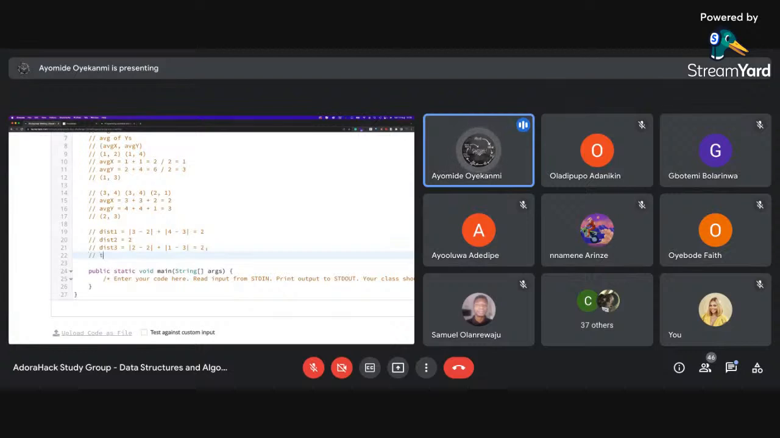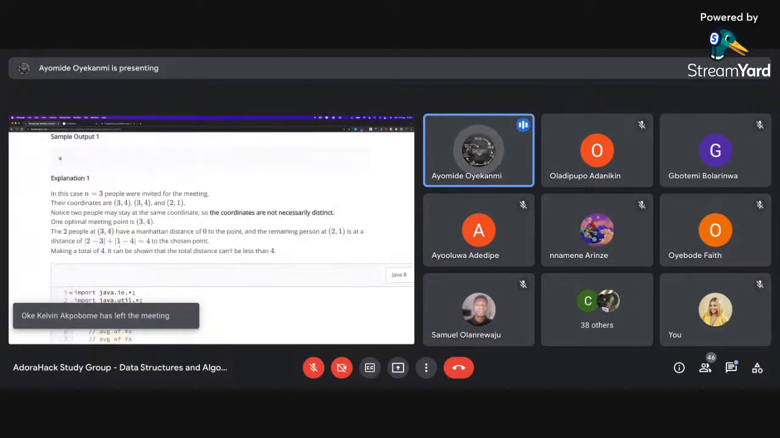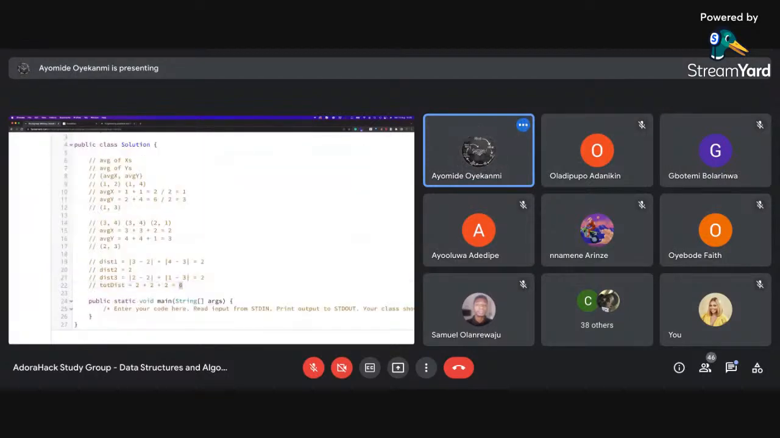So the total distance we get here is going to be 2 plus 2 plus 2, which gives us 6. And we have one coordinate that gives us 4. So I don't think the average will work. It looks like it works in some cases, but it doesn't look like it works in all cases.